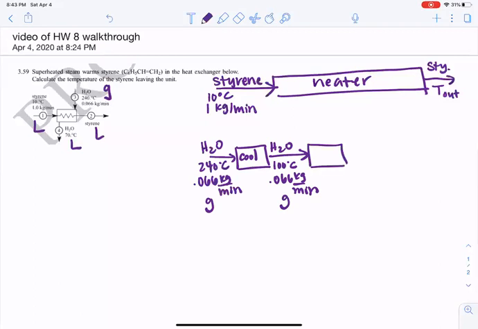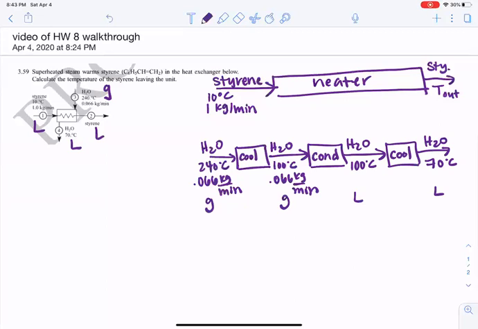Then we're going to have a condenser. We're going to have H2O at 100 degrees C. I'm not going to write the flow rate again, it hasn't changed. And here it is a liquid. And then the last thing is another cooler where we're going to have H2O at 70 degrees C as a liquid.